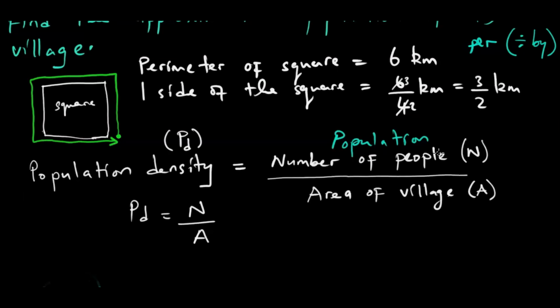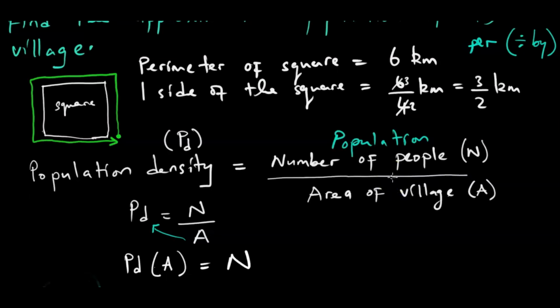So our question is to make n, which represents the number of people, that is the population, the subject of the formula. We do that by cross multiplication. It means the population density multiplied by A, the area, is equal to the population n, the number of people.